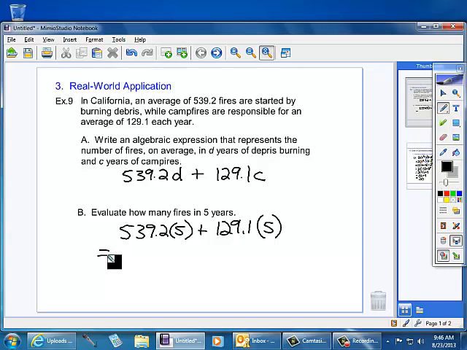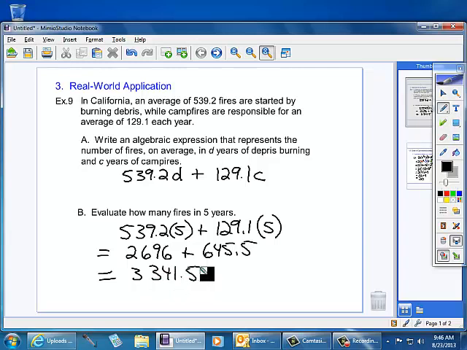So when I multiply these two numbers, I get 2,696. Multiply that, I get 645.5. So if I were to make a prediction of how many fires there'd be in California in 5 years, I have to add these two numbers up, and I get 3,341.5. And I can't have half a fire, so I would probably round that up. And that's how many fires we would have.